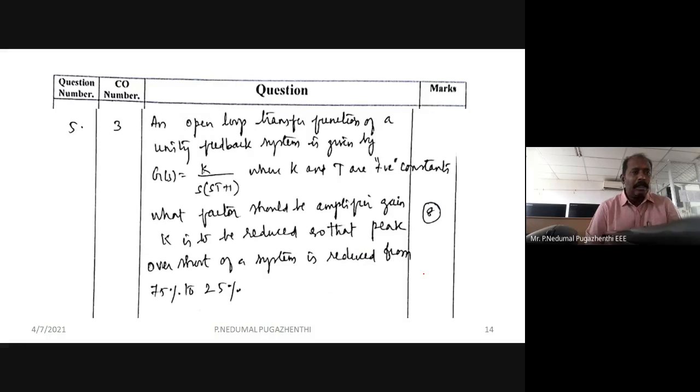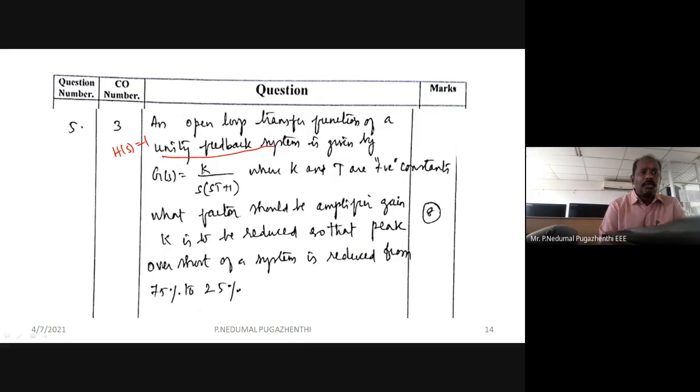This is a little different from whatever we have discussed so far, and kindly go through the statement of the problem. An open loop transfer function of a unity feedback system is given. So initially the given data provides you an idea. This is unity feedback, and we assume it is negative. Okay, negative unity feedback, so you have H of s equal to 1 here. The open loop transfer function is K by s into (sT plus 1), where K and T are positive constants.